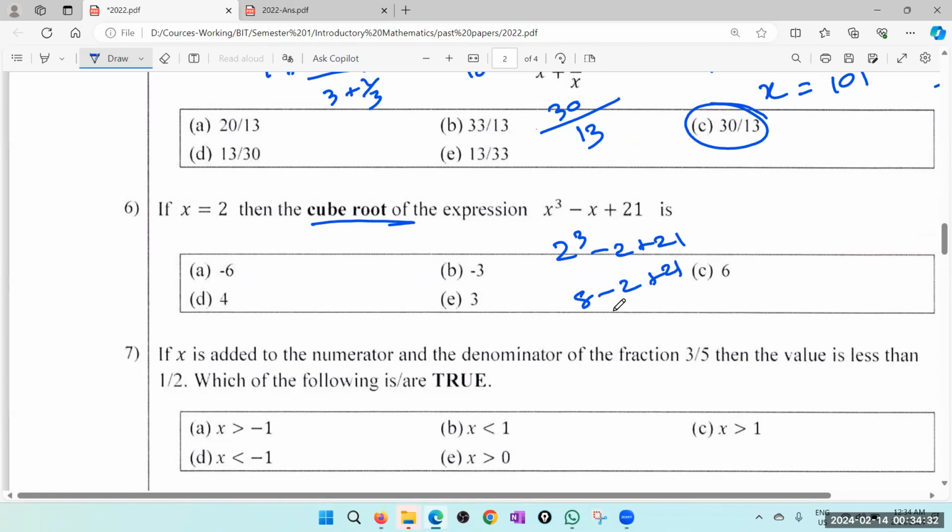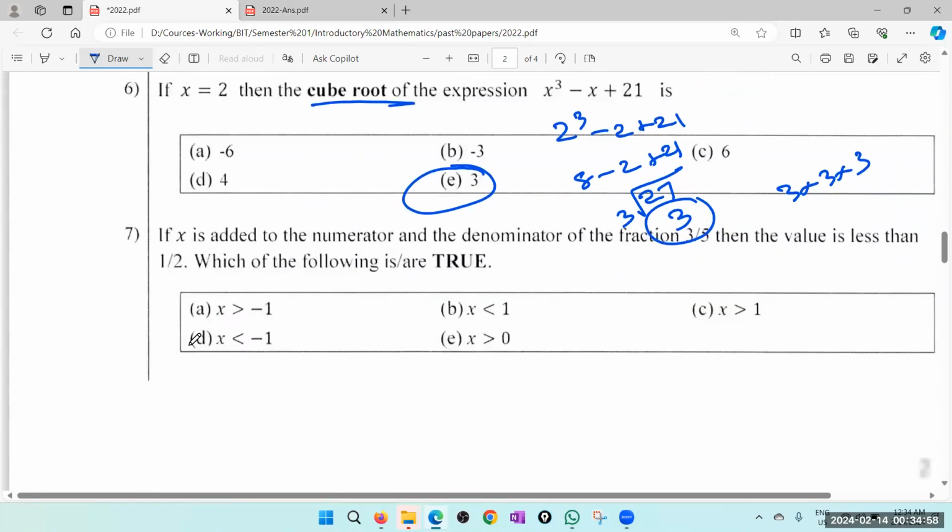8 minus 2 is 6. 6 plus 21 is 27. So what we need is a cube root of this. That is 3, because 3 into 3 into 3 is 27. 3 into 3 is 9, 9 into 3 is 27. So therefore the answer is 3. So the answer must be E. Sixth one, answer is E.